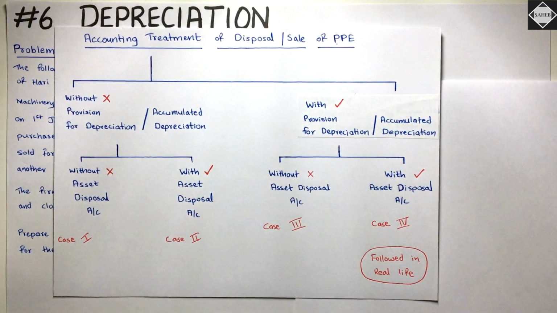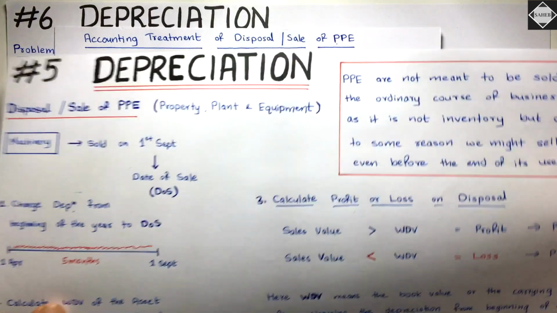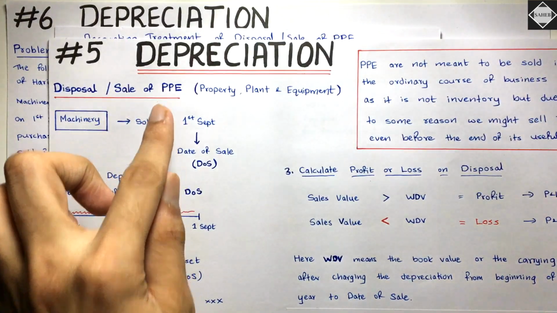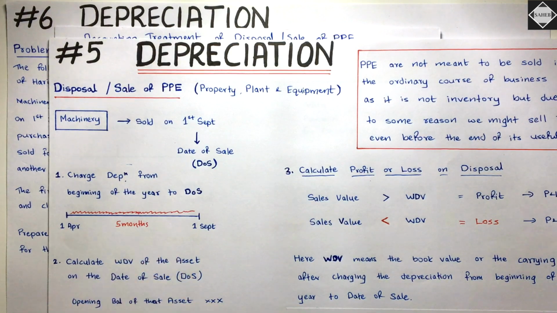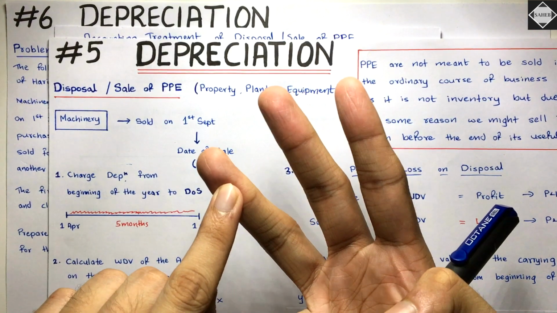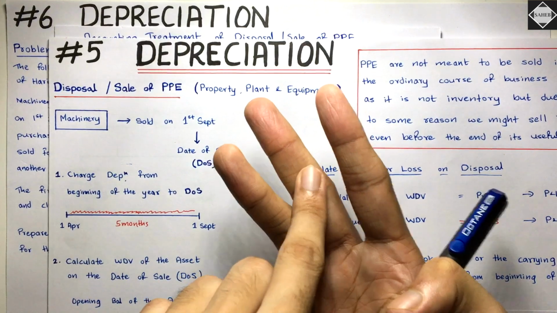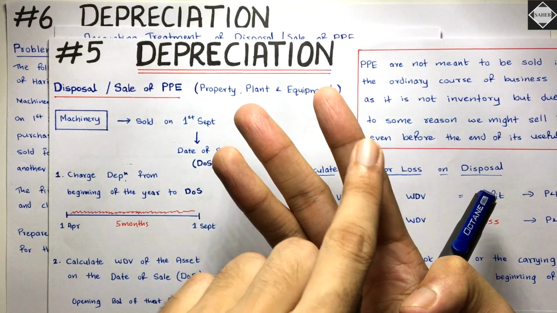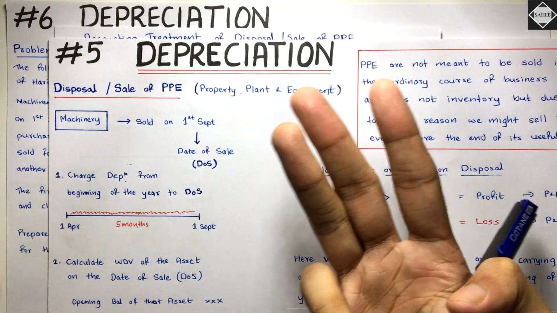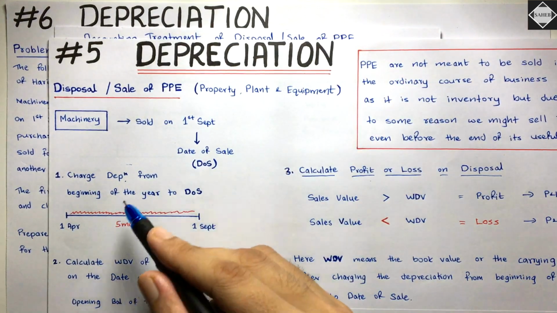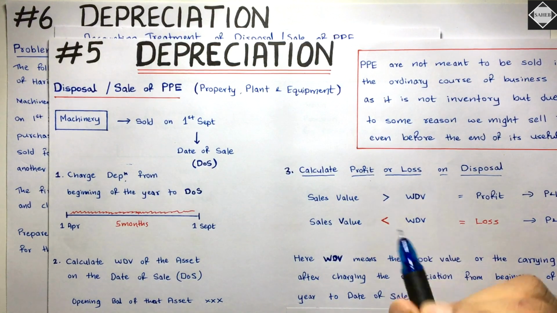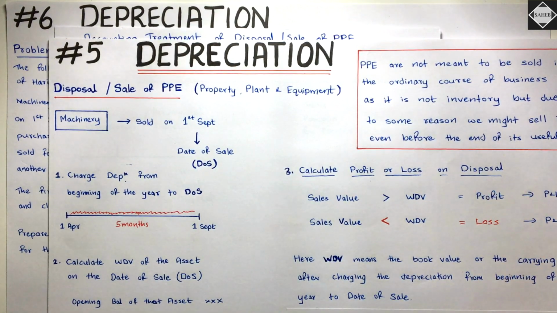In the fifth video, what did we do? We started the topic called disposal or sale of property, plant and equipment. What does that mean? It means when you sell your tangible fixed asset, what you have to do from the accounting perspective. Three things you have to do: charge the depreciation, calculate the WDV, or you can say book value or carrying amount on the date of sale, and then calculate the profit or loss which has been made because of that transaction, on sale or on disposal.